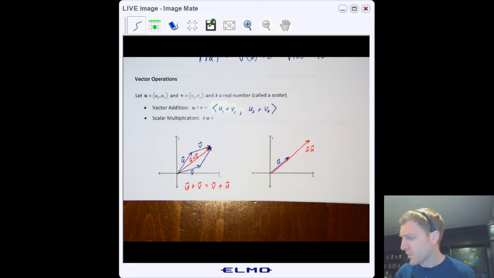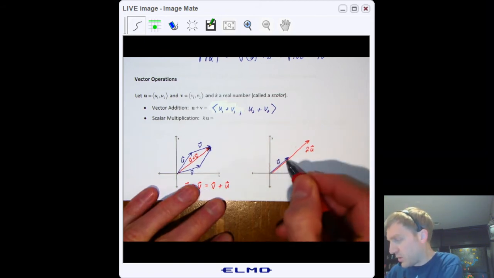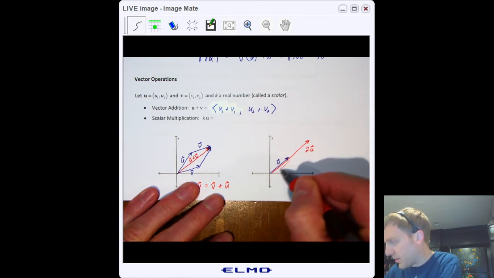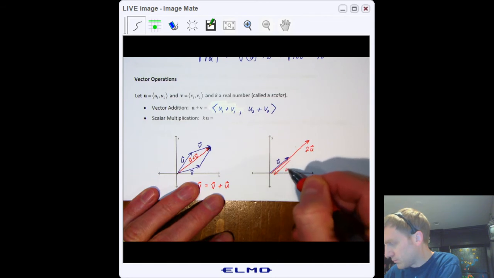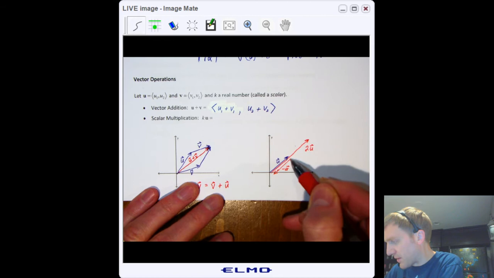Okay. What do you think negative u would look like? Let me ask you that. Well, if you took u but went the other direction, in other words, you flipped around the head and tail, that would be negative u. You just basically flipped around the head and the tail.